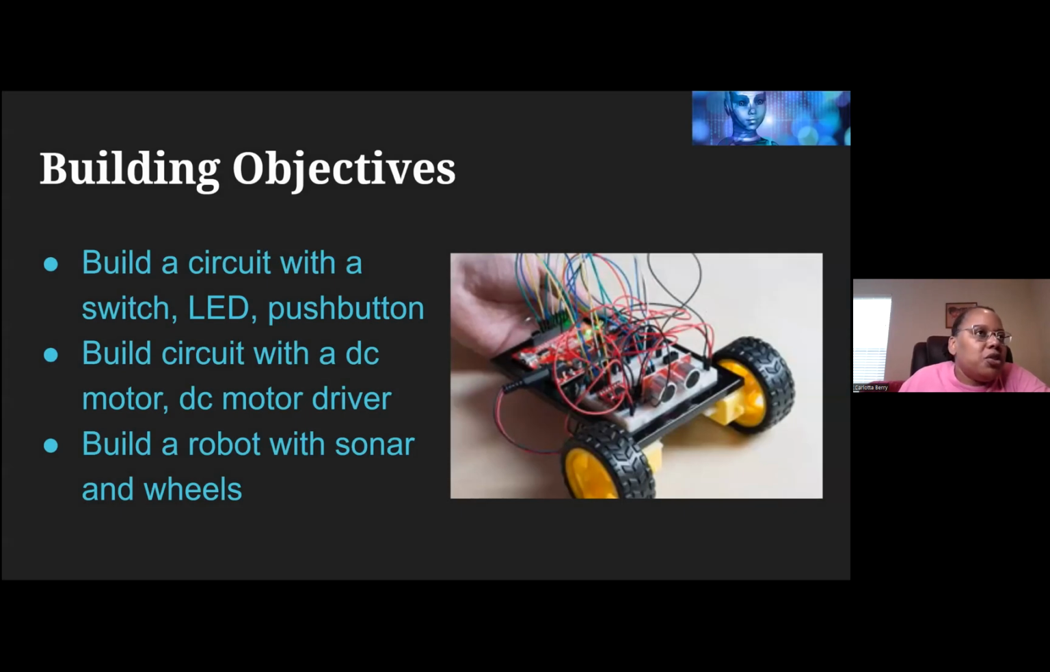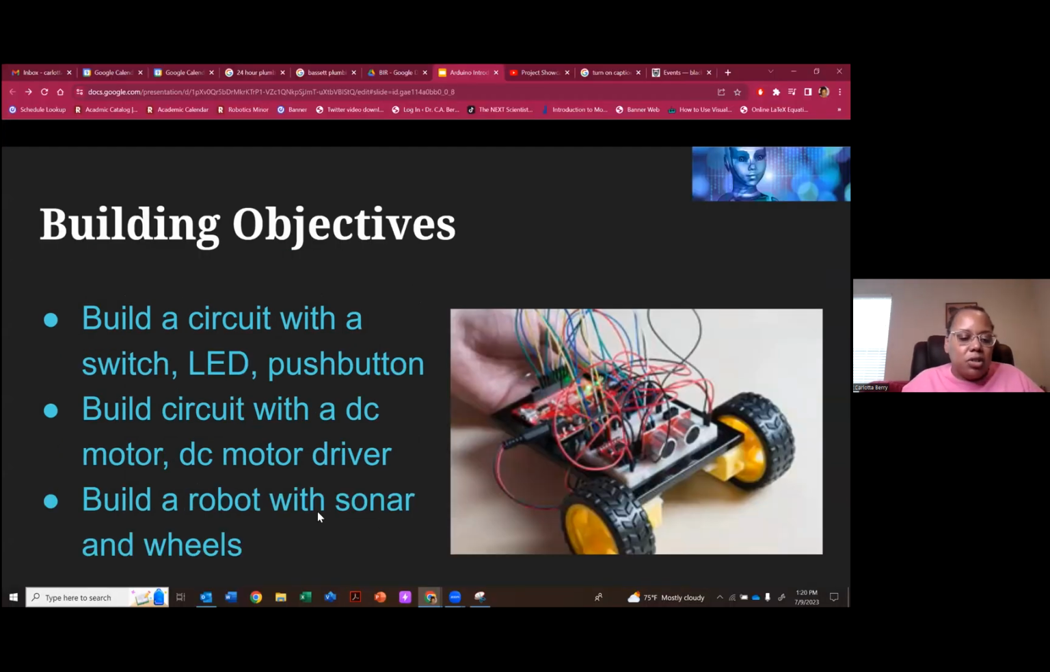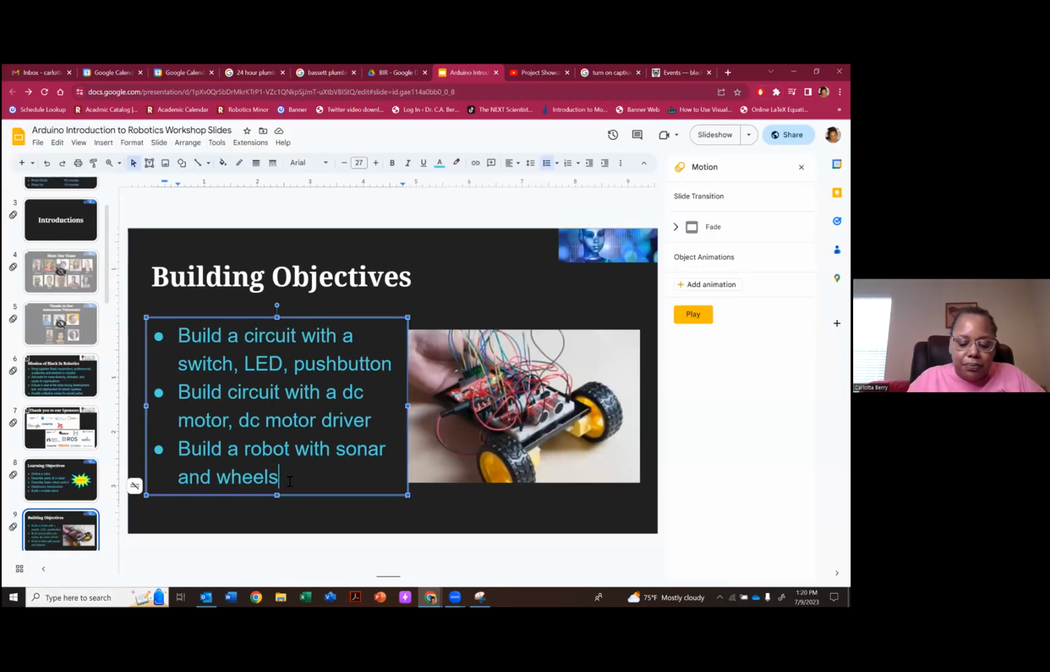So the first thing you have to do to build the robot out of your SparkFun Inventors Kit is you're going to make a basic circuit with a switch, an LED, and a push button. Then you're going to add your motor driver and your DC motor, and then you're going to add the sonar, the wheels, and battery pack so that you can actually use the robot. I'm going to put battery pack on here too.